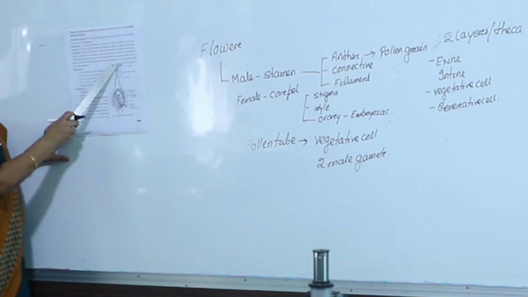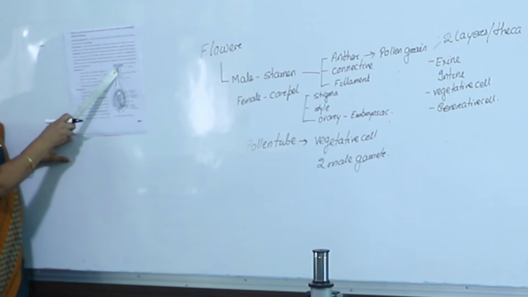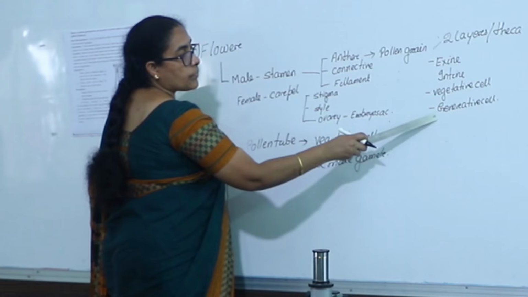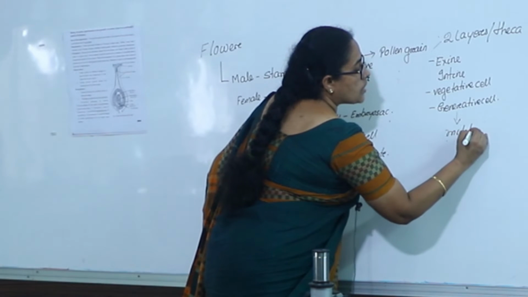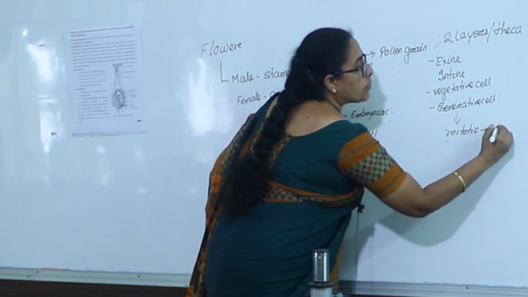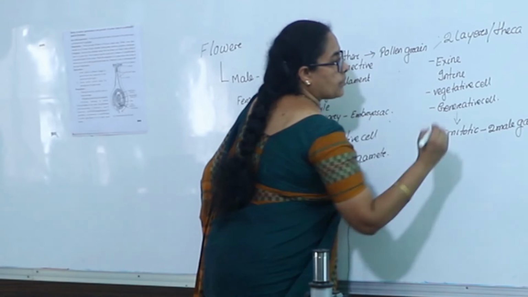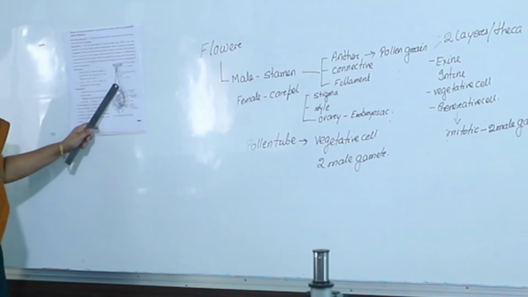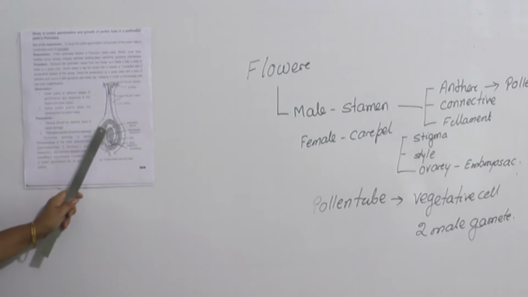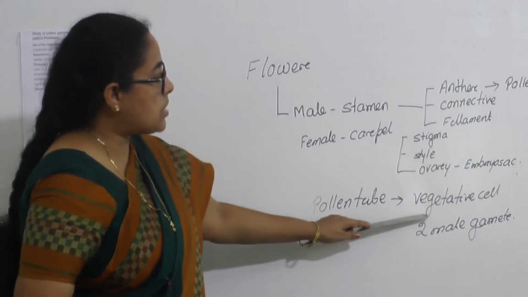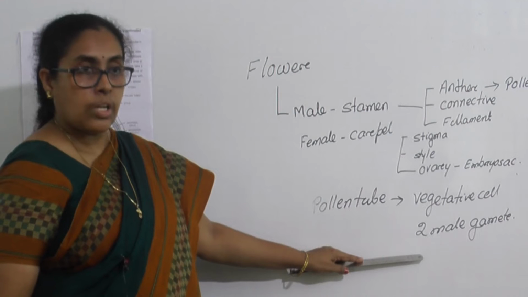So the pollen tube, when it germinates and moves towards the embryo sac, the generative cell divides mitotically and gives rise to two male gametes. So when the pollen tube reaches the embryo sac, it contains the vegetative cell and the two male gametes. This is the conclusion which you will write down at the end.